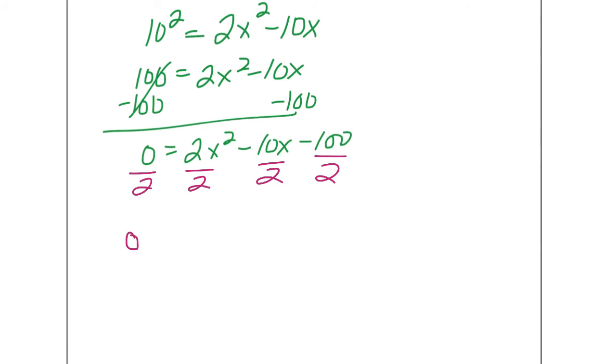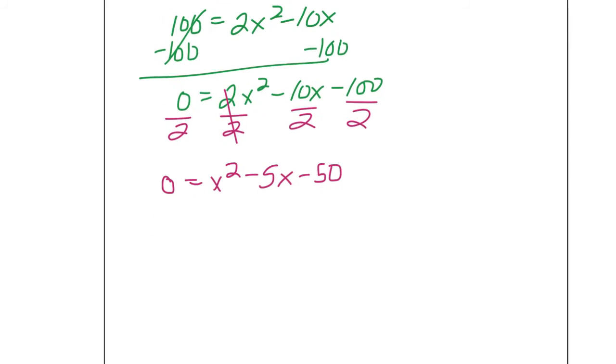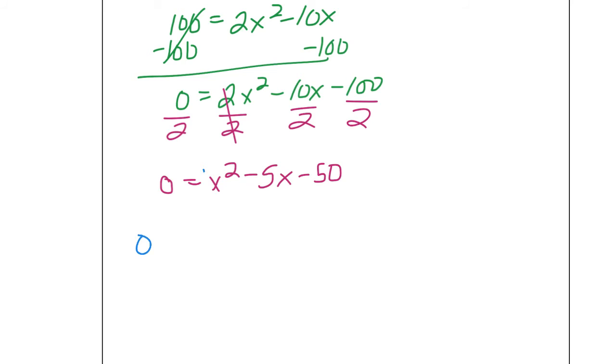0 divided by 2 makes 0, 2x squared divided by 2 makes x squared, negative 10x divided by 2 makes negative 5x, negative 100 divided by 2 makes negative 50. So I'm going to have to do this by factoring. Well, since a is equal to 1, I can do my shortcut and just go ahead and set up my factors and find the two numbers.